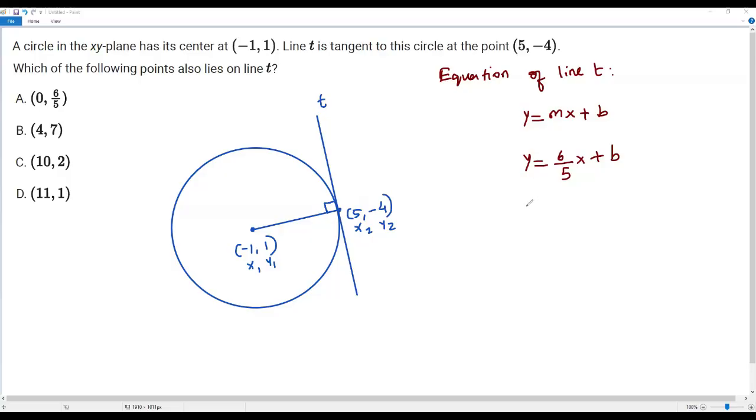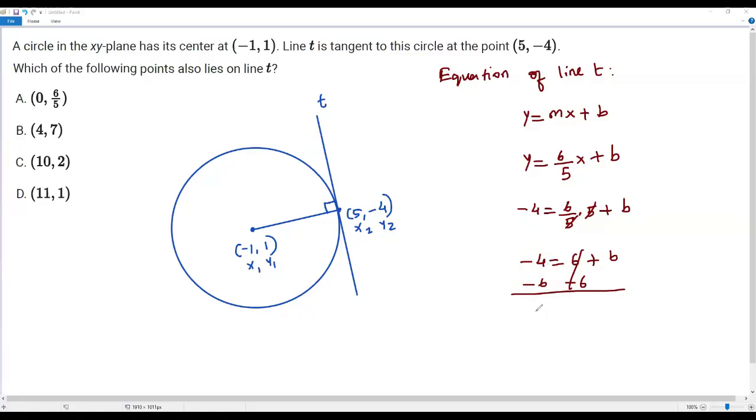Okay, let me plug in, then we get -4 equals 6 over 5 times 5 plus b, then this 5 will cancel out. -4 equals 6 + b. Now let me subtract 6 from both sides. When I do so, this 6 and -6 will cancel out.